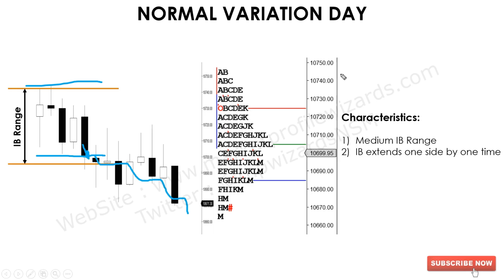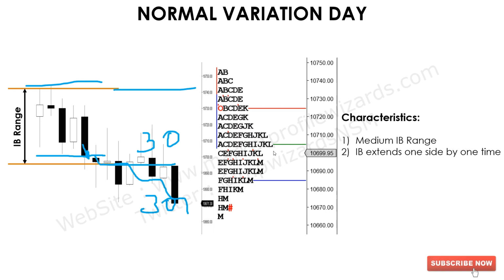By one time. One time means, for example, we have a 30 point IB here. It extends in one direction, that is the downside, by another 30 points. So this is what the theory says. This is the second characteristic of the normal variation day.